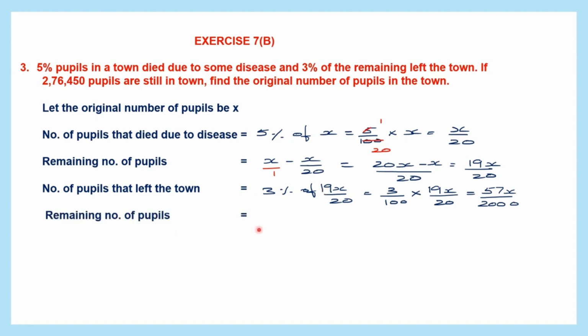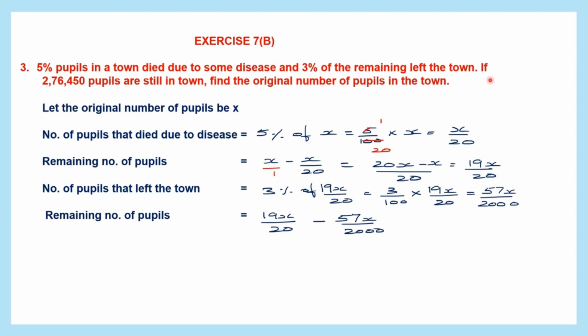Now the remaining number of pupils. So first we had so many pupils, from that so many left. So if we have to again find the remaining, we have to subtract these two. So that is 19x by 20 is the remaining number of pupils. From that 57x by 2000 have left. And once we minus these two, we are going to get the remaining.